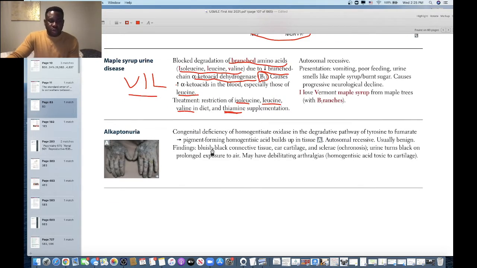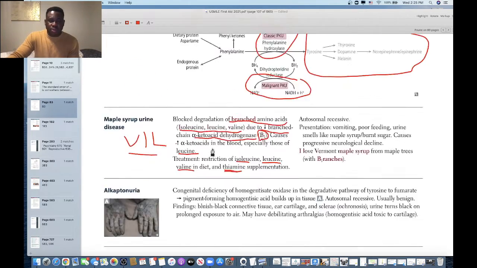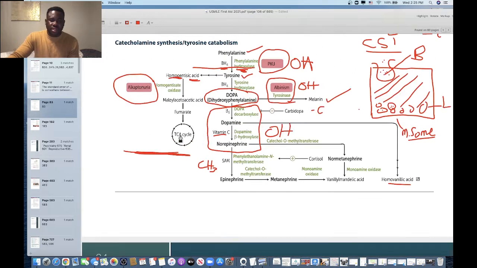Now, alkaptonuria. We saw alkaptonuria up here already, and then we discussed it. We said it's due to homogentisate oxidase.